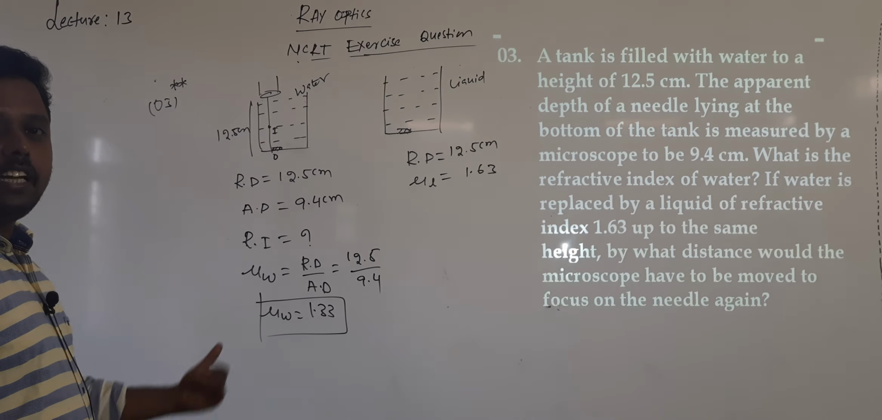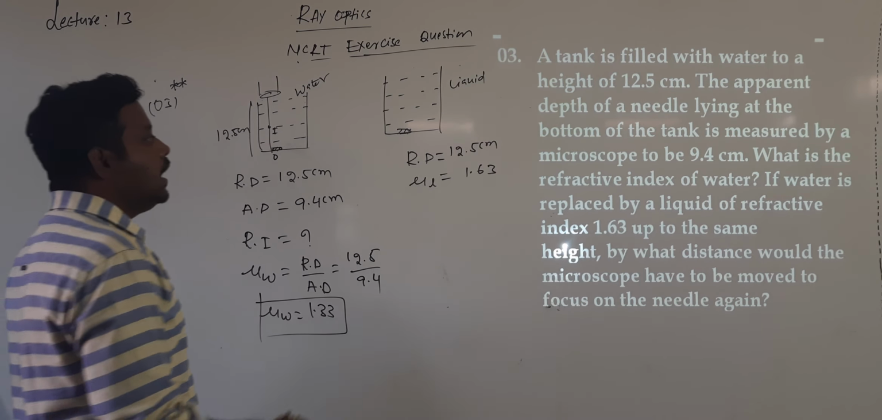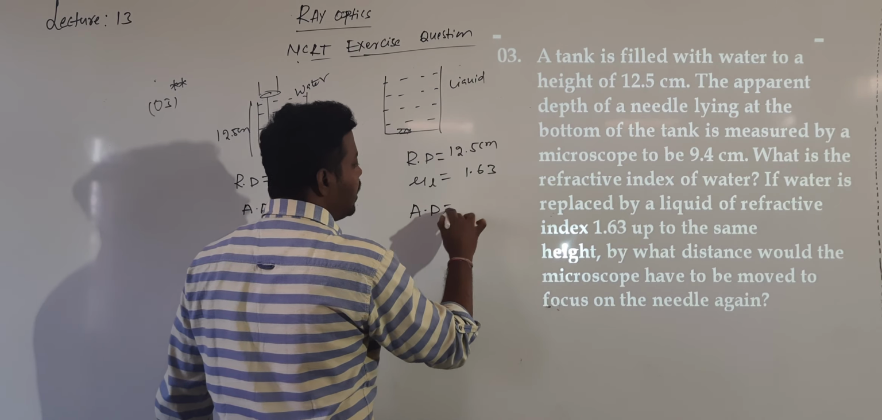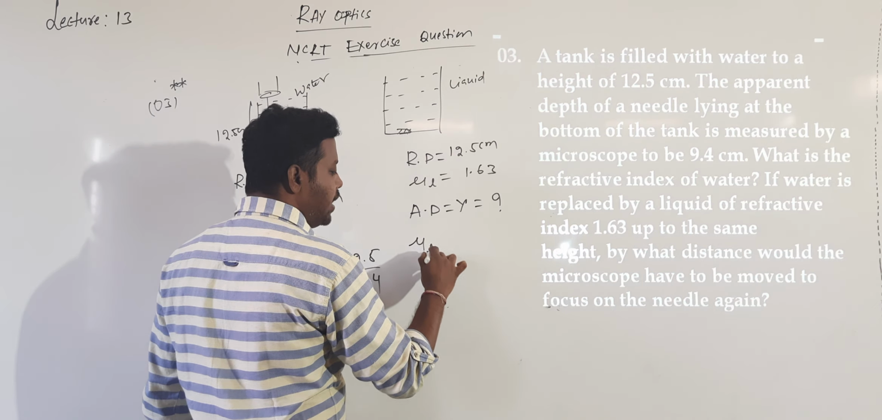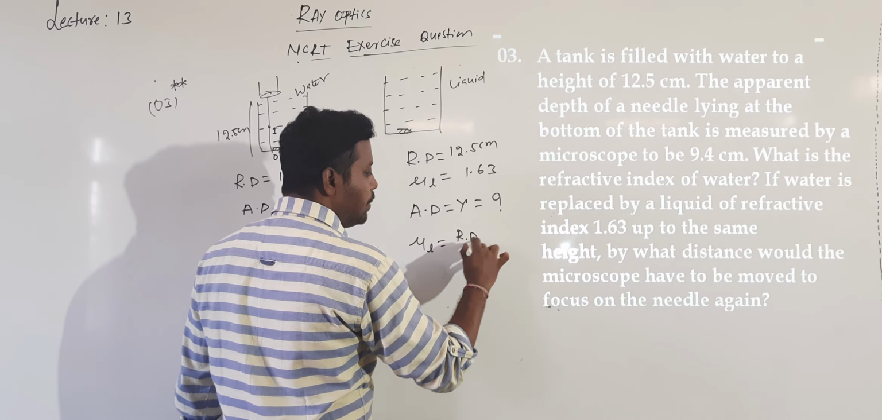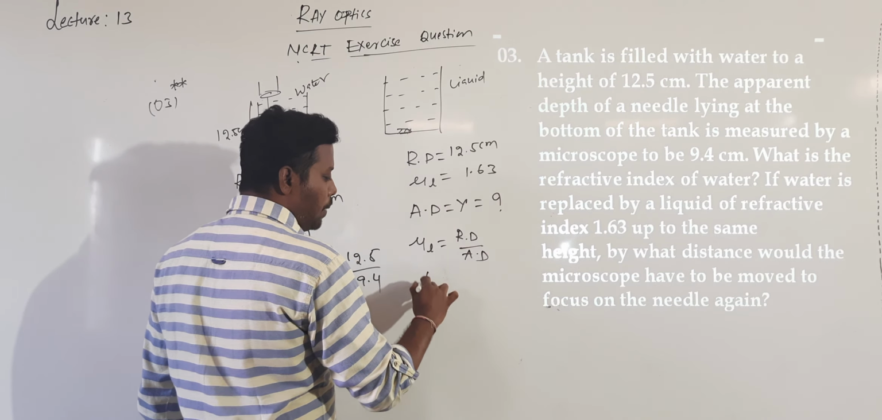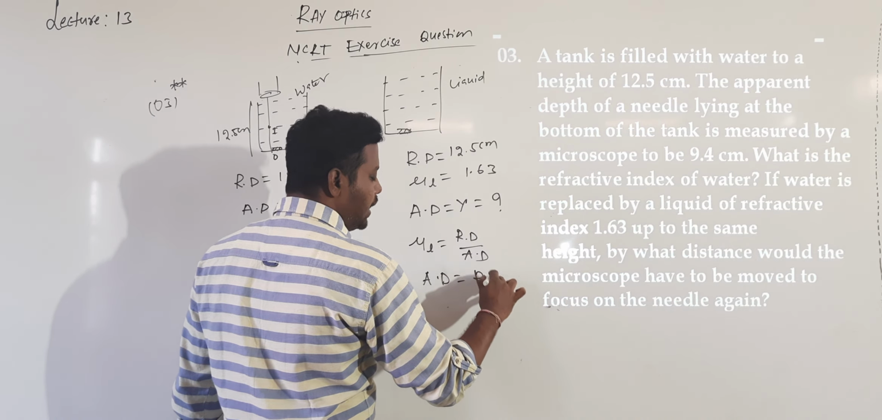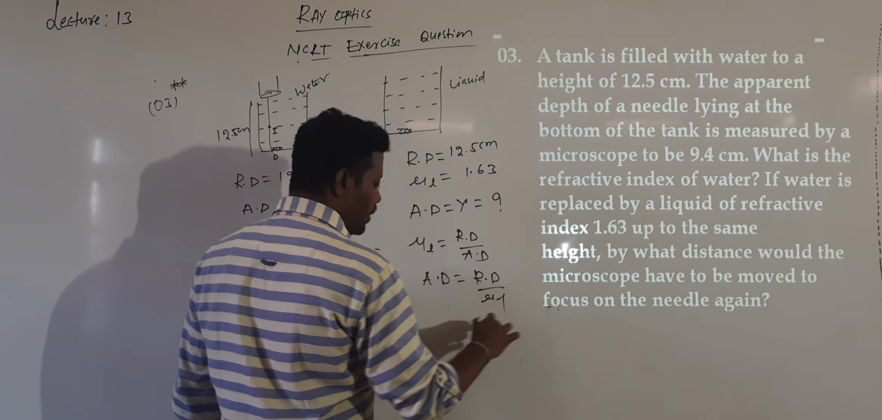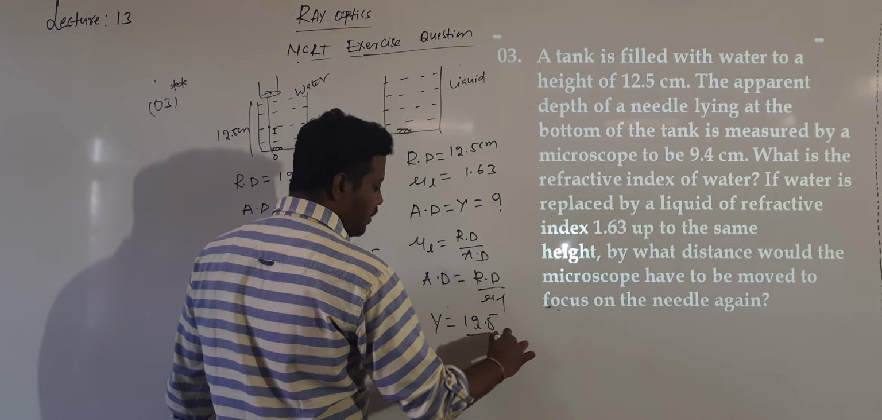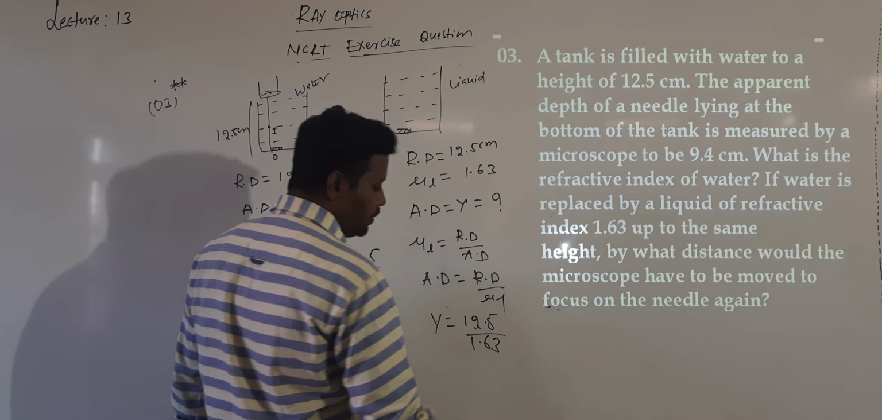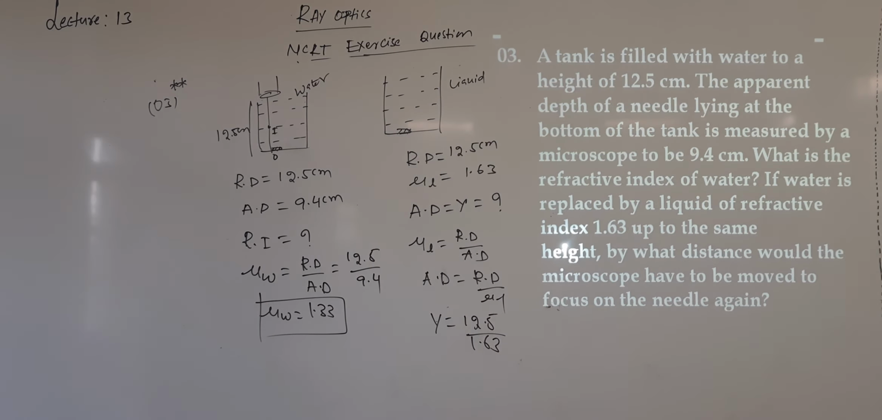Now they are telling that this time the apparent depth value is going to change. Let me call the apparent depth value y. First let me calculate. Whenever the object is in a denser medium, the refractive index formula is real depth divided by apparent depth. So the apparent depth is the real depth divided by the refractive index, mu L. So the apparent depth value, here I called y, is the real depth 12.5 divided by 1.63. Using the calculator, 12.5 divided by 1.63, we get 7.67.